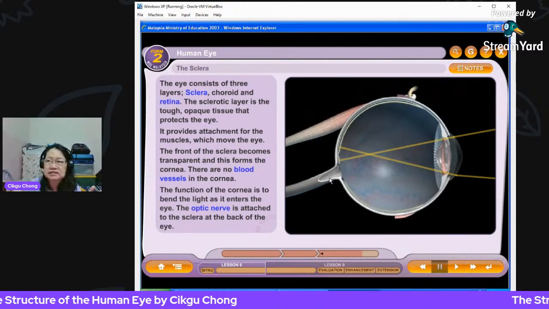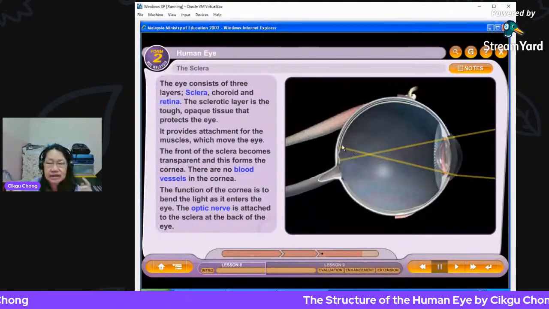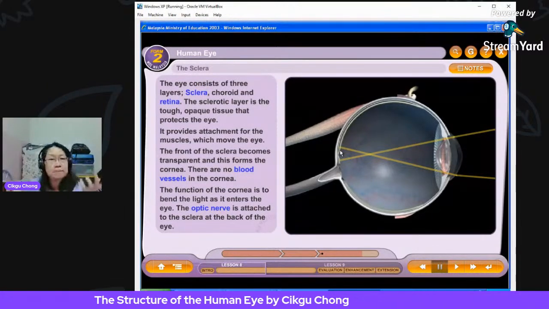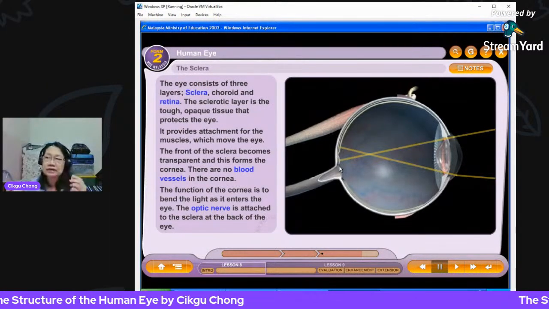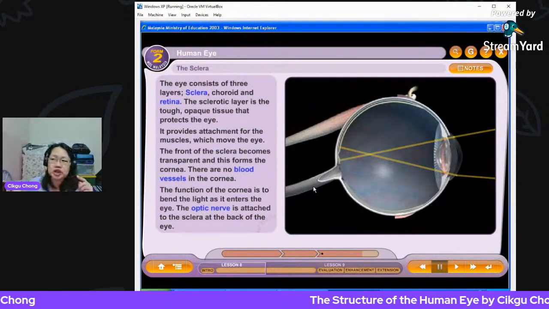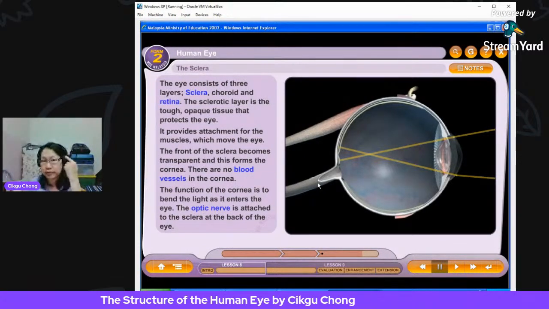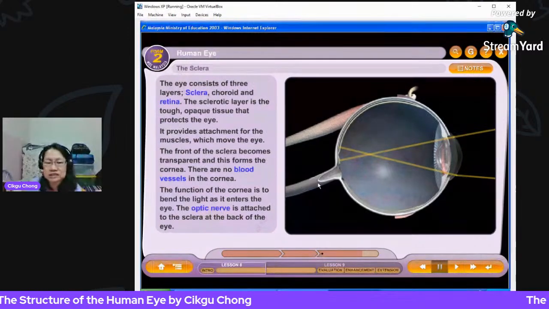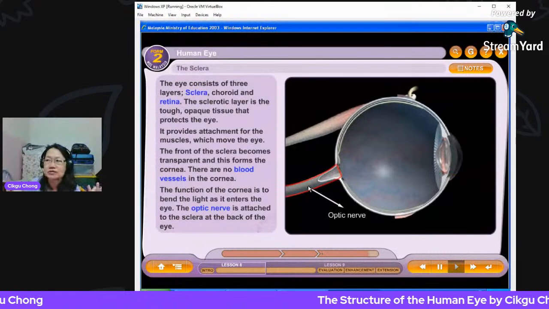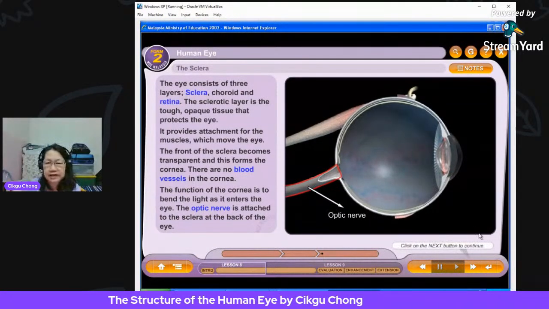At the back here is the optic nerve. This is attached to the back of the eye, so when the light enters the eye and hits the last layer called the retina, the retina will produce the impulse. Electricity will be produced, and this impulse is passed on to the optic nerve. The optic nerve will send it to the brain, so the brain can detect what you are seeing and give meaning to what you see. This optic nerve is attached here to the back of the eye.